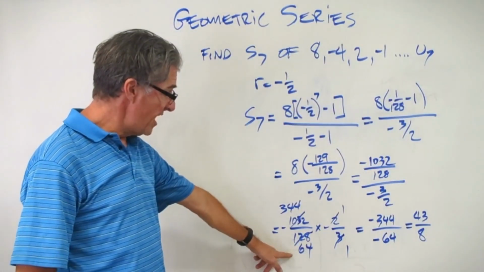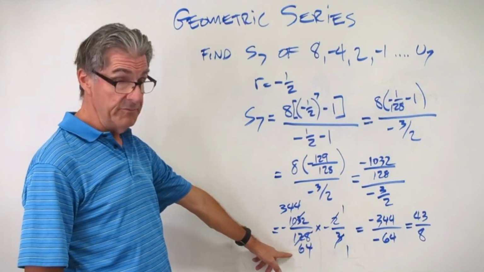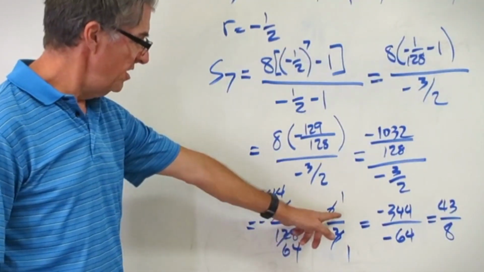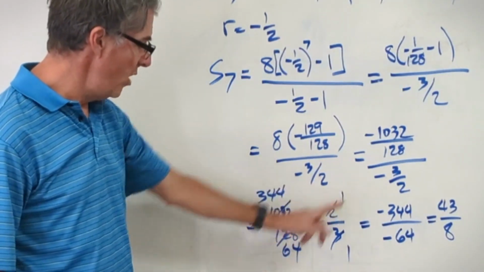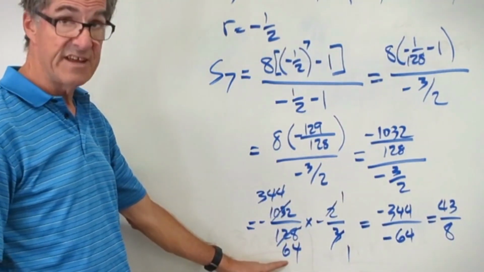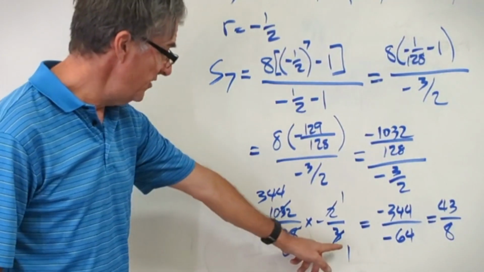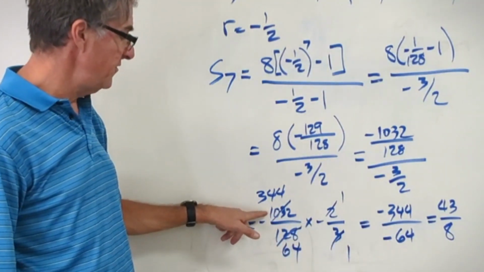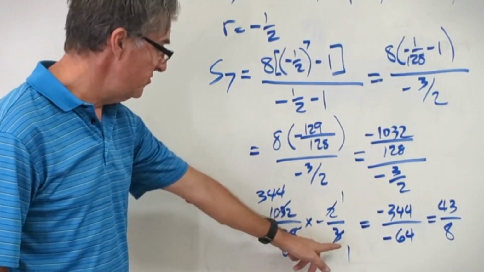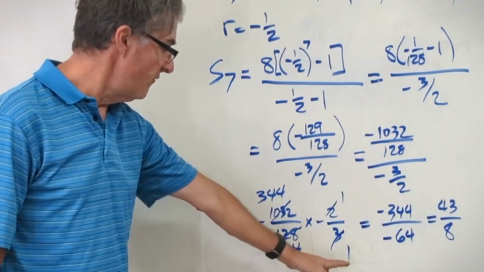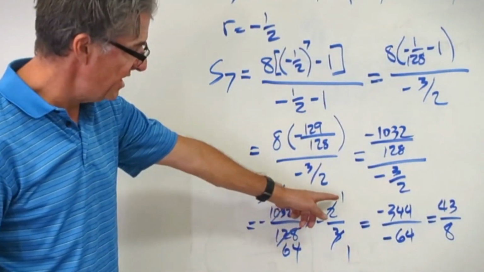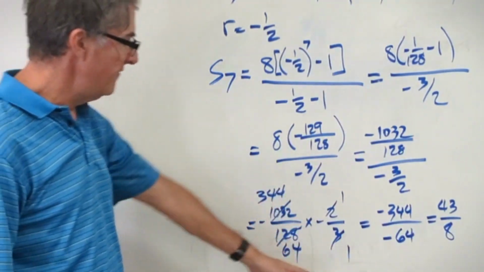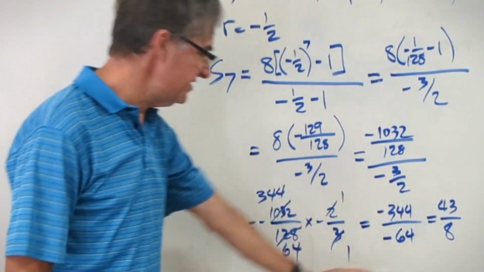So before I do this multiplication, I'm going to cross cancel because 2 over 128 is the same as 1 over 64. So I can cancel that down and make that more simple. And then also 3 goes evenly into 1032. So 1032 over 3 is 344 over 1. So now I have simplified that down quite a bit because on this side I have 1 over 1. So now I've got minus 344 over minus 64.